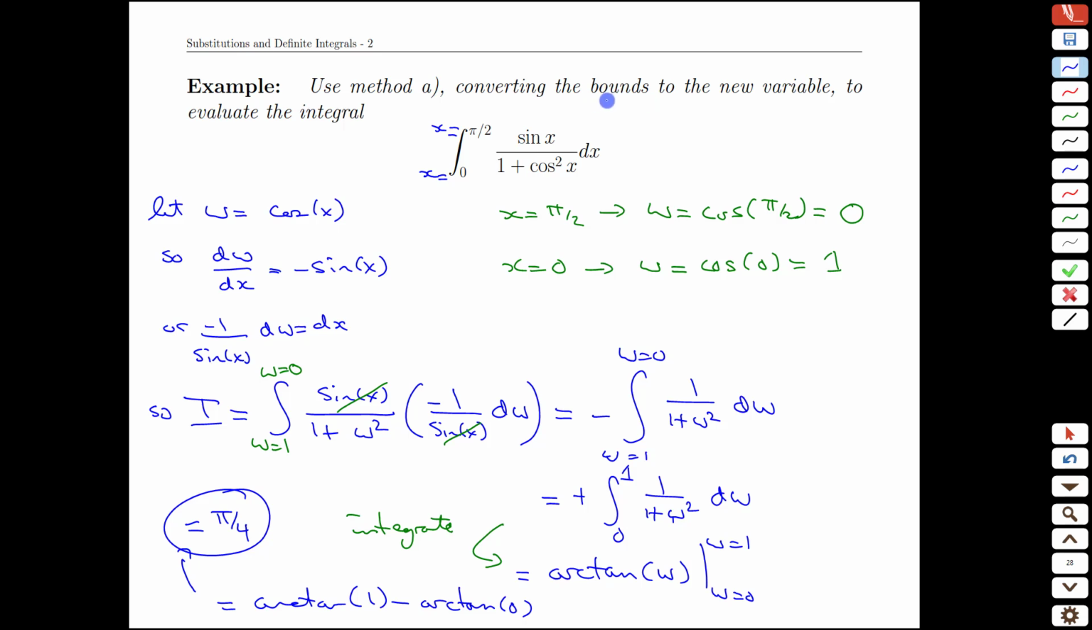What was new though was handling this x equals 0 to x equals pi over 2 by turning each of those x values into a corresponding w value. We did that right at the outset, and so we ended up with a new integral all in w's, including the bounds. We're going to see there's another approach that works just as well. It's entirely up to you which one you want to use. If we don't do that step here, but just go back to x's before the end.